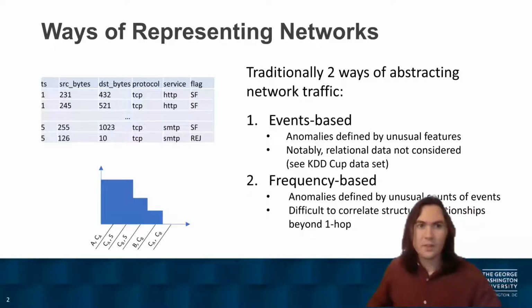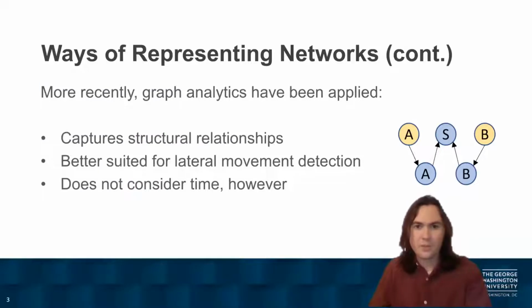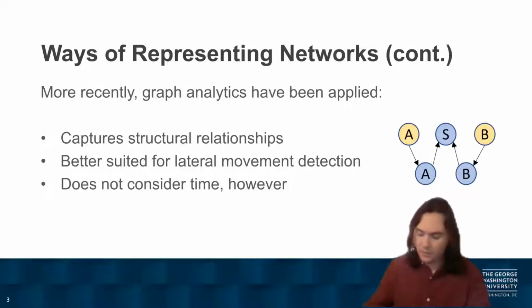To this end, it's becoming more popular to represent networks as graphs. A graph is very good because you're getting information about which entities are connecting to which other entities. You can create structural relationships. It's especially better suited for lateral movement detection, where we can look at edges and identify which edges in the graph are anomalous. The problem with this is that it doesn't take into account time.